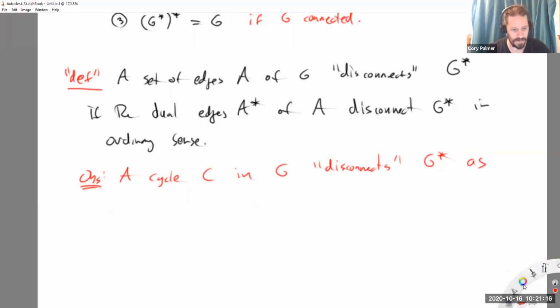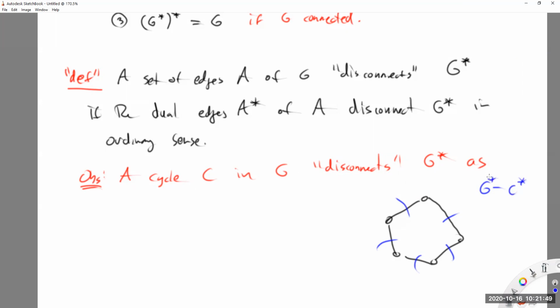So imagine we have a cycle here in the black graph, and I remove the blue edges corresponding to it. Each of these black edges has a blue edge crossing it in G star. When I say this cycle disconnects G, I'm saying the removal of these edges disconnects G. Why is that? Can anybody see from this picture? How do I know there's vertices in the resulting G minus C star? We're basically just removing every edge incident to a single vertex.